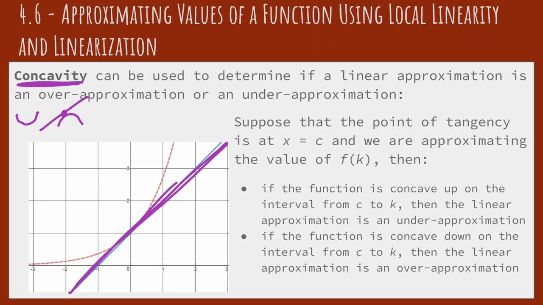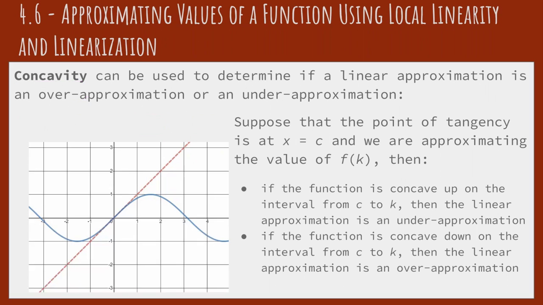Like e to the x, which we see here is concave up. y equals x squared is going to be a concave up function. The sine function is concave up in parts and concave down in parts. So we can see from 0 to pi, the sine function is concave down. From, say, negative pi to 0, it's concave up. So for values to the right of 0, our straight line is going to be too big, or an over approximation. For values of sine to the left of 0, our straight line is below the curve, because the curve is concave up and the approximations are going to be too small.